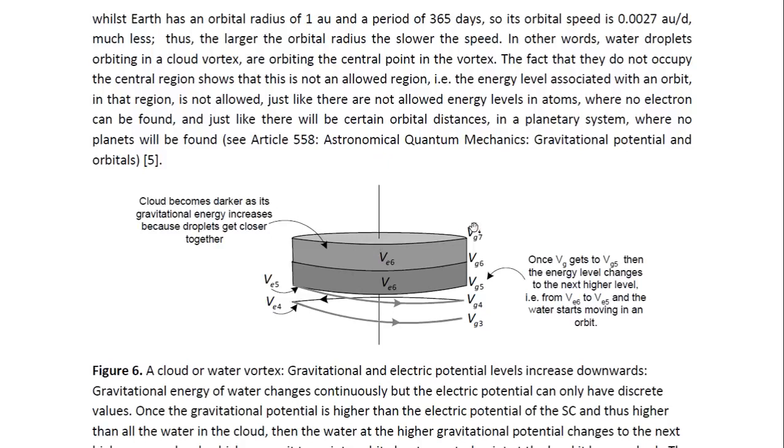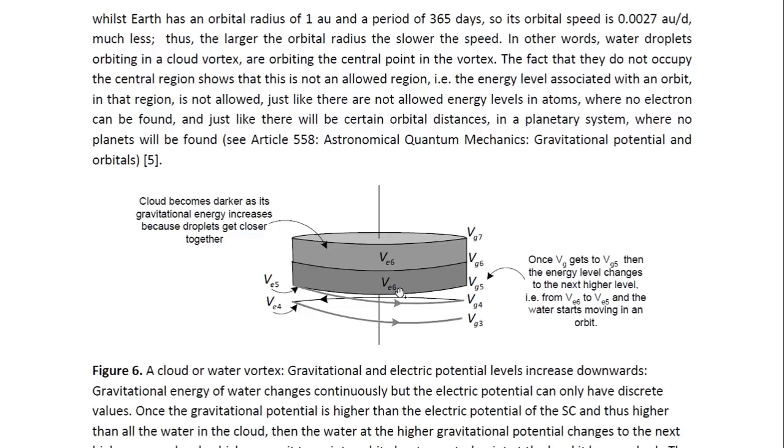The gravitational energy changes. So the gravitational energy of the cloud here in this region is higher than there. And it changes continuously. So as we move down, it increases continuously. And that means the water droplets are just closer and closer together. But then you get to the point where the gravitational energy gets to VG5, whilst the electric potential is VE6.